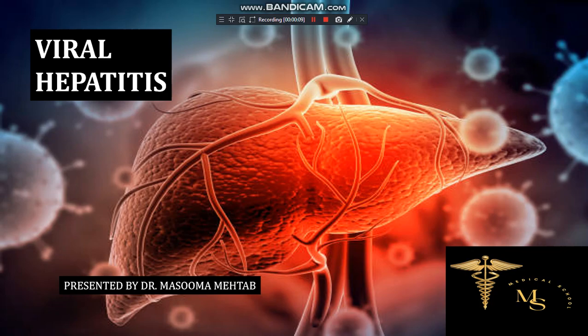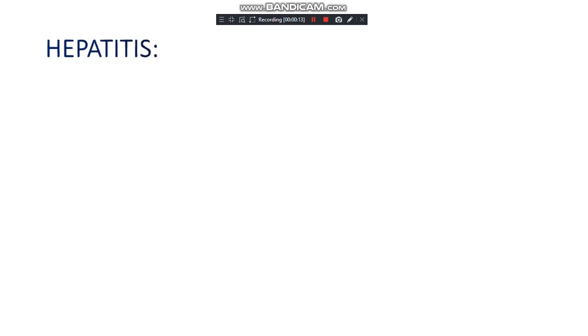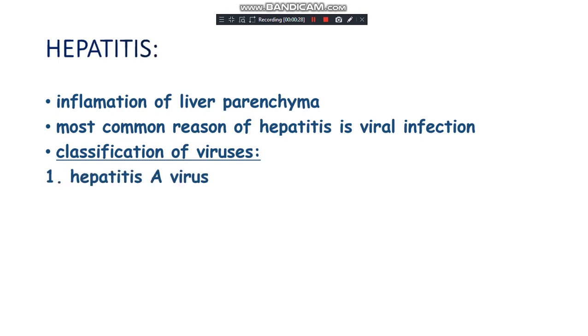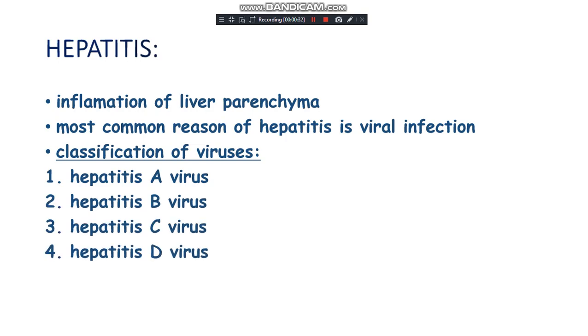So today we will be discussing viral hepatitis. So let's go. Now hepatitis is a term that is used for the inflammation of liver parenchyma. Now this condition mostly occurs due to viral infection. So let's classify the viruses that can cause hepatitis. So we have hepatitis A virus, B virus, C virus, D virus, and E virus.